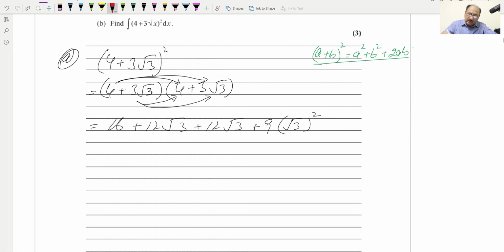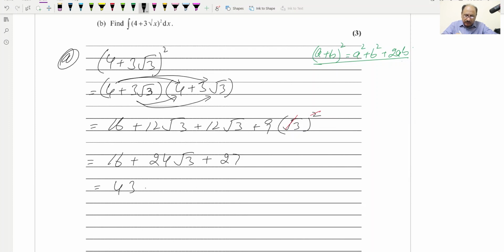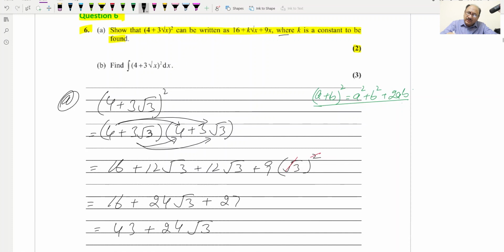Now cancellations, we can cancel this square with this root, and our next step will be 16, plus 12 plus 12 will be 24 under root 3, and plus this will be 9 into 3, which is 27. Now we can add 16 plus 27, which will be equal to 43, and plus 24 under root 3. Now they are saying where k is the constant. K is over here, so we can write k is equal to 24.